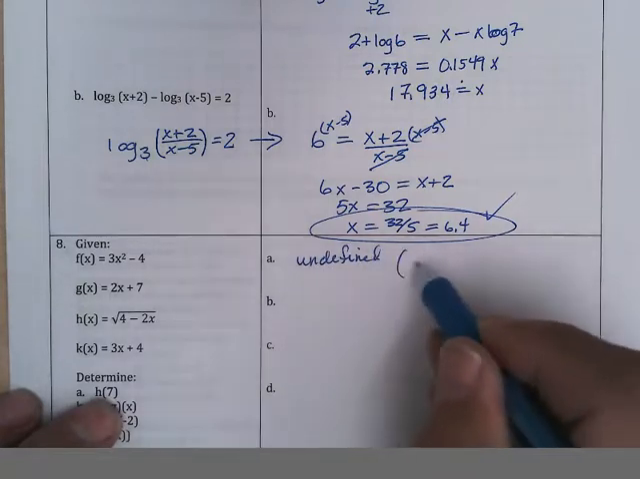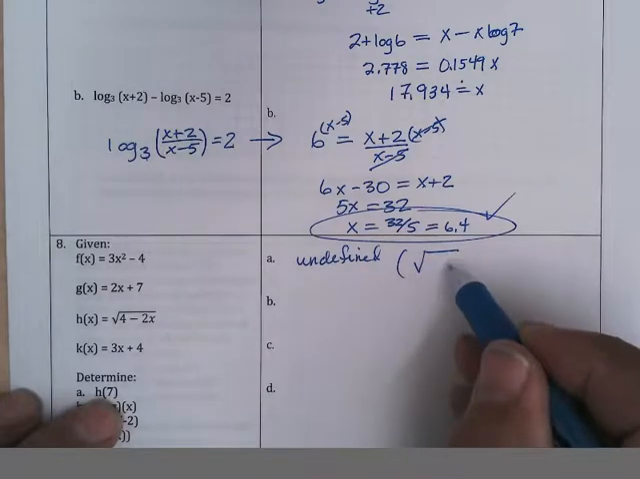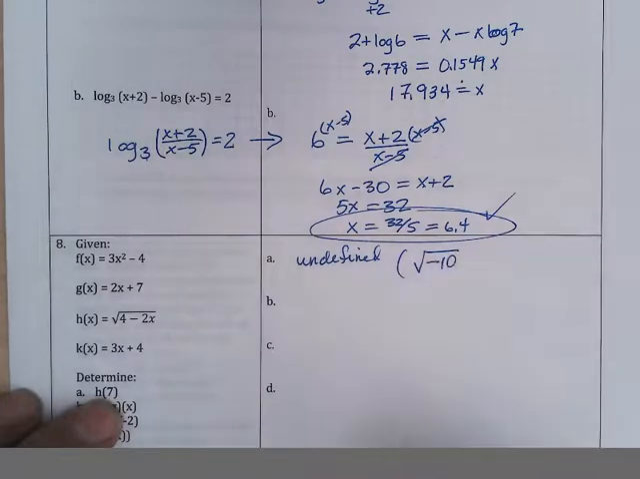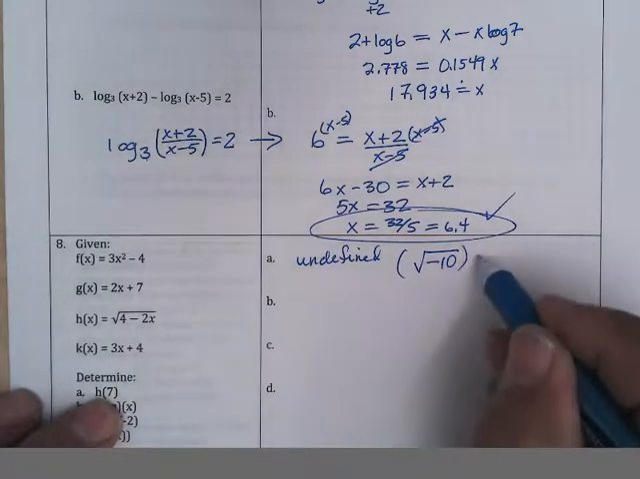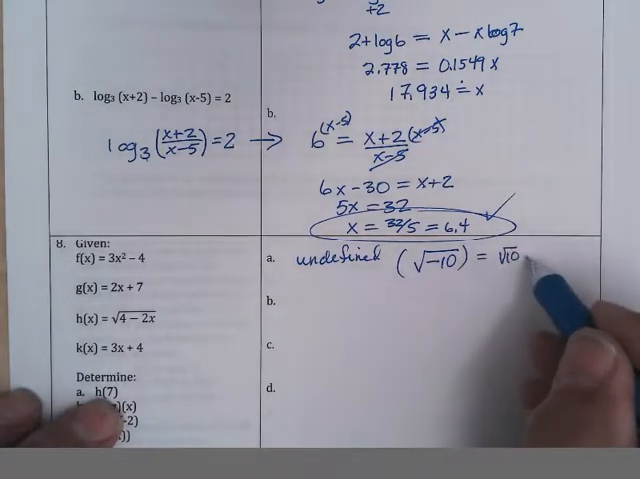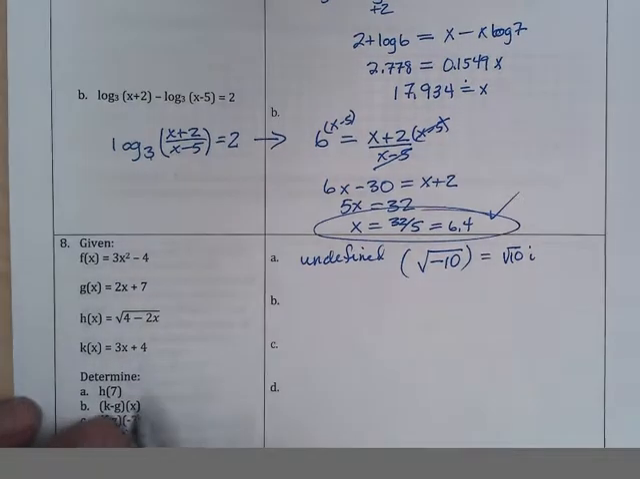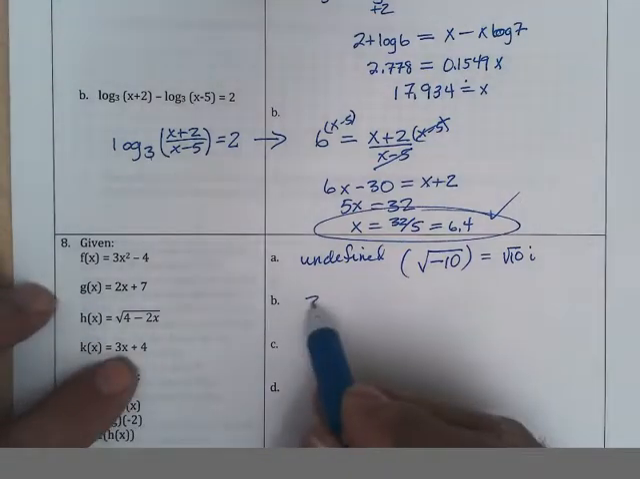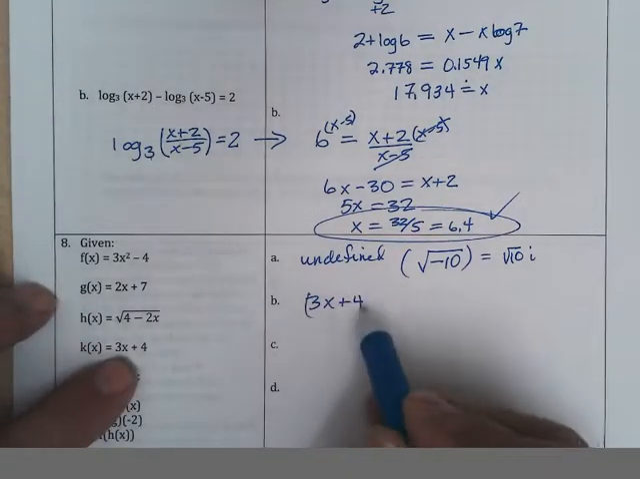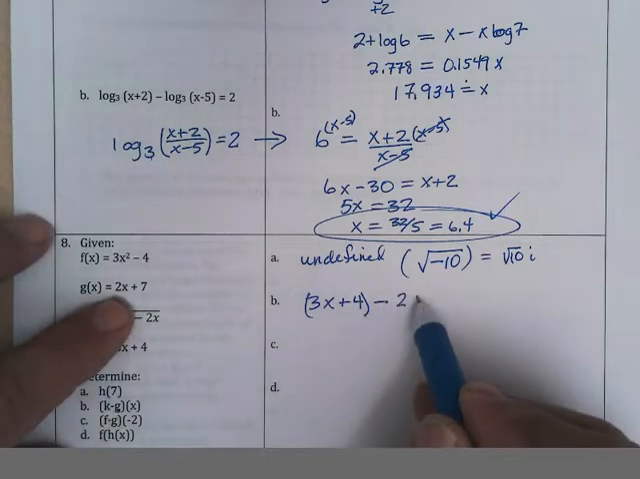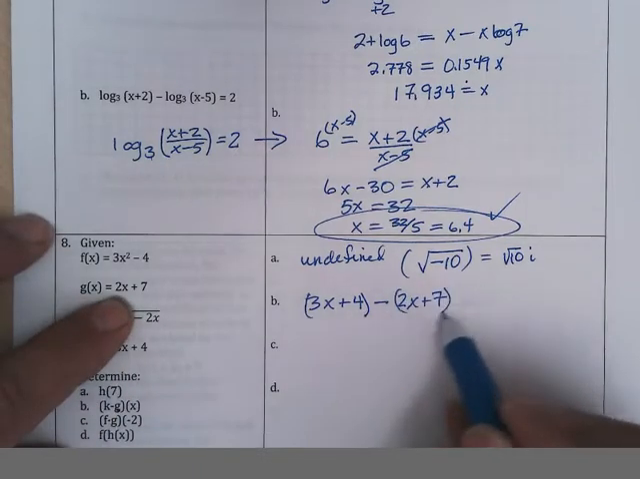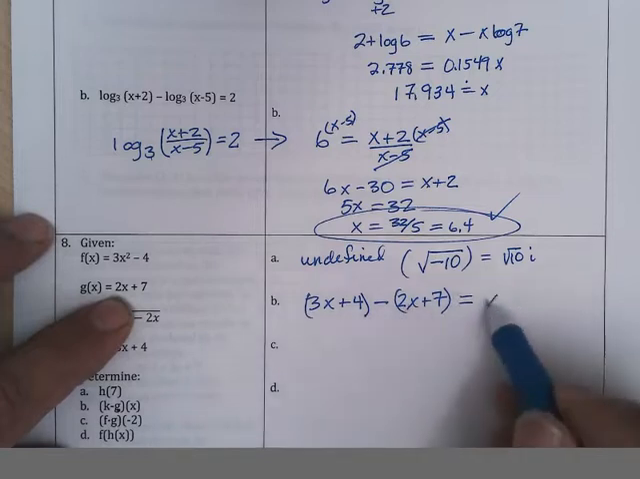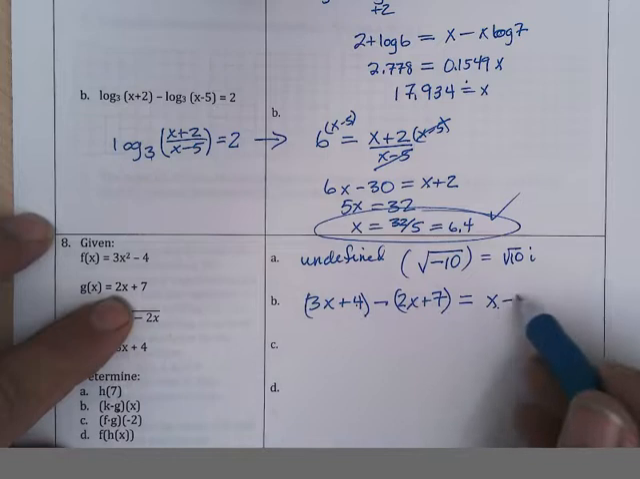It would be the square root of -10, which is square root of 10i. K minus g, k, 3x plus 4 minus g is going to be x, 3x minus 2x is x, 4 minus 7 is minus 3.